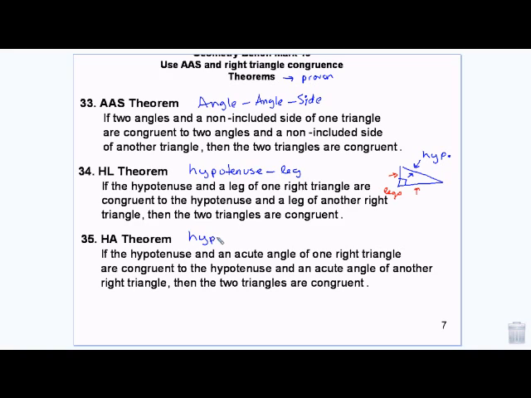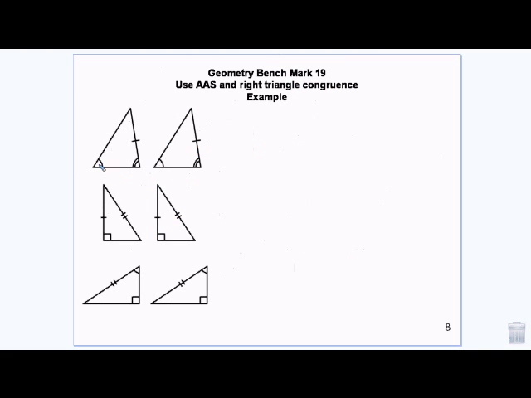And then you have hypotenuse angle. When you're talking about hypotenuse angle, you're not talking about the right angle. You're talking about either of these two angles. So if you have the hypotenuse and either of these other two angles that are the same, then the triangles are congruent. So this is what that looks like. We have angle, angle, side. Here we have hypotenuse and leg. And here we have hypotenuse and angle. Those are the pictures of what that looks like.